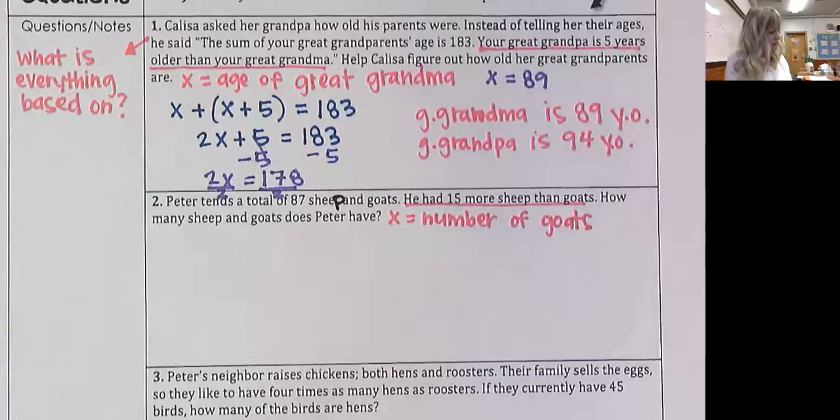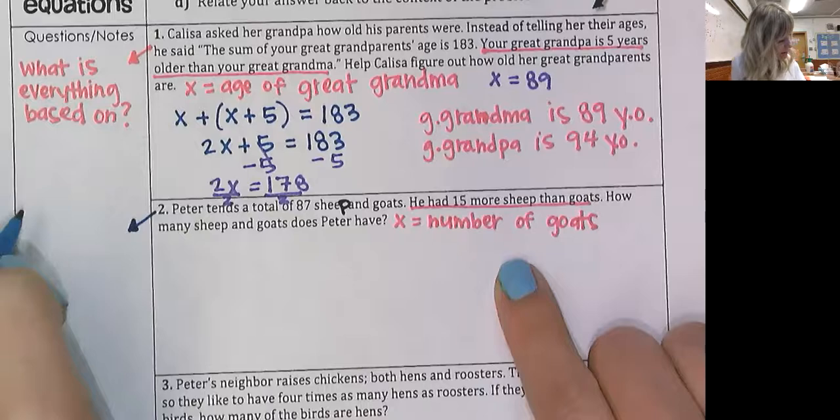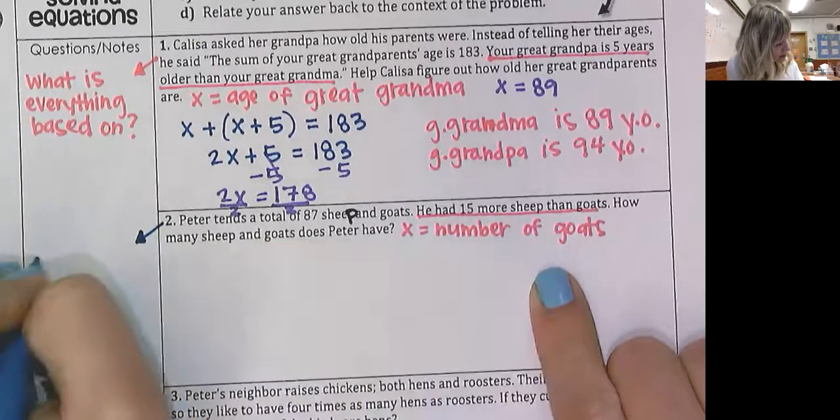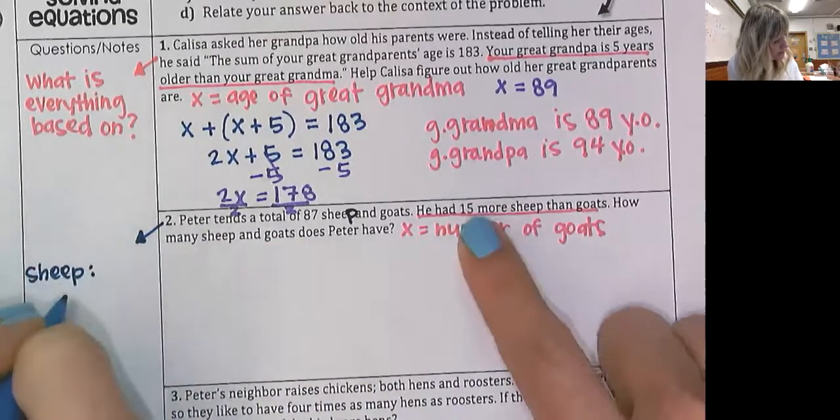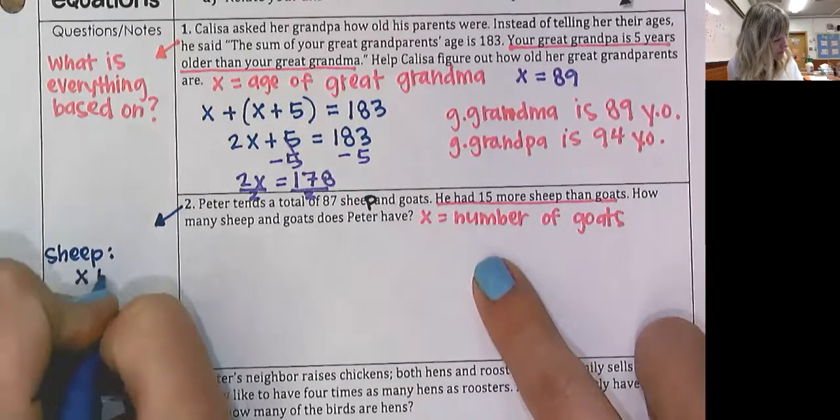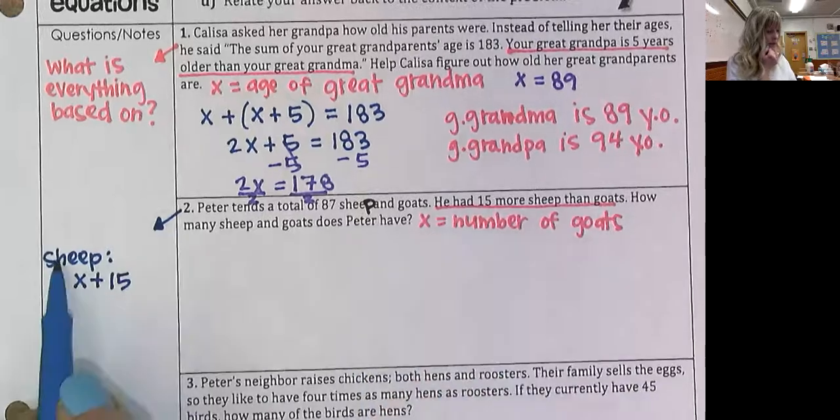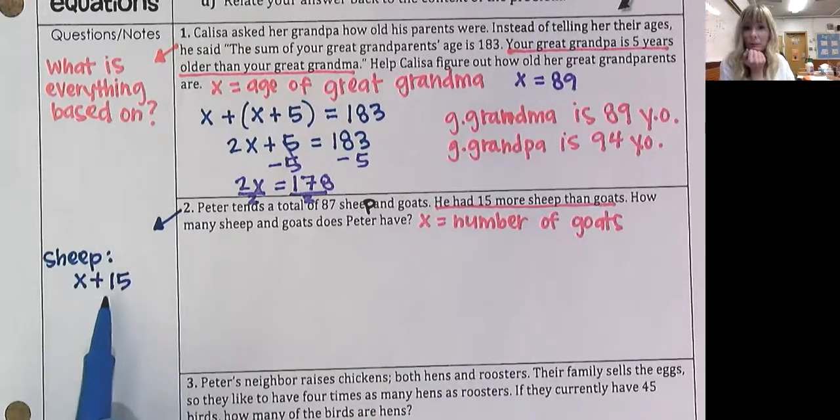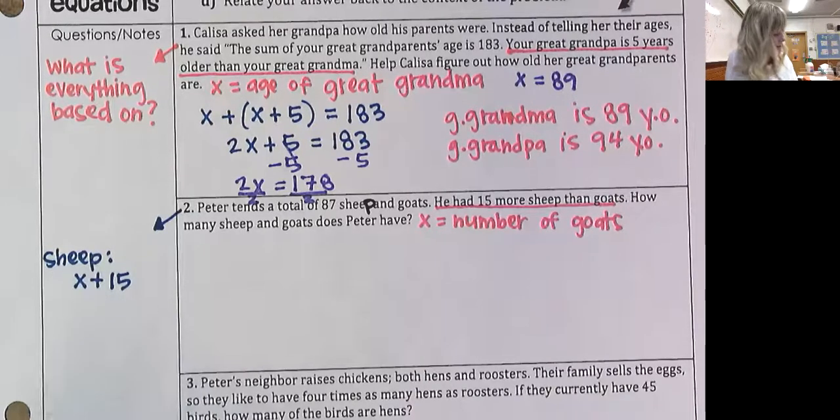Okay, and then the note that I'm going to make over here, just to make sure we're really clear: if X is the goats, then sheep, 15 more sheep than goats, sheep is going to be X plus 15. So this is goats here. This is an expression for sheep. And now I've written this word a lot of times, and that word looks very weird to me. But I'm pretty sure that's what it is.